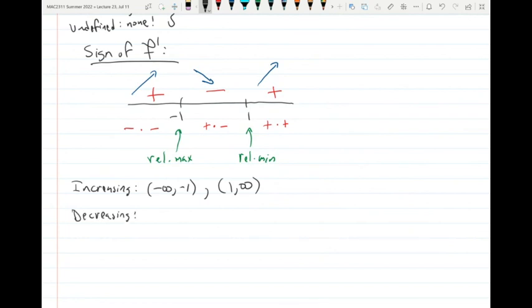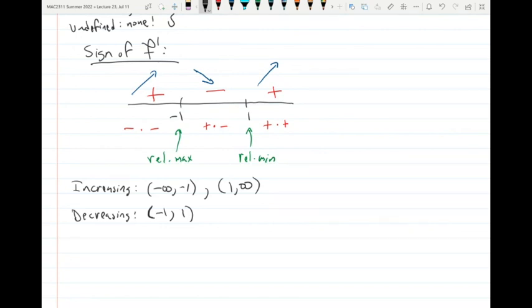What is decreasing? Negative 1 to 1. Now I also don't like to include the endpoints because closed intervals here doesn't really make sense because at a point itself, the function is neither increasing nor decreasing. Okay, so this is just inside an interval.